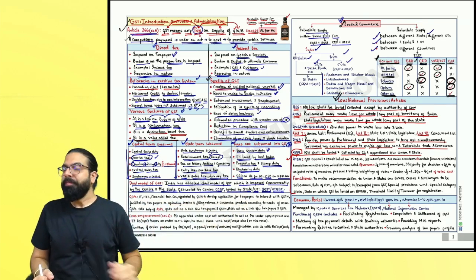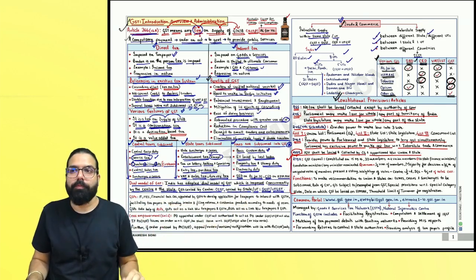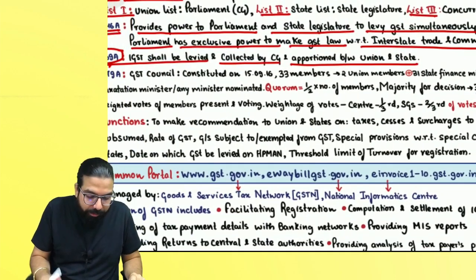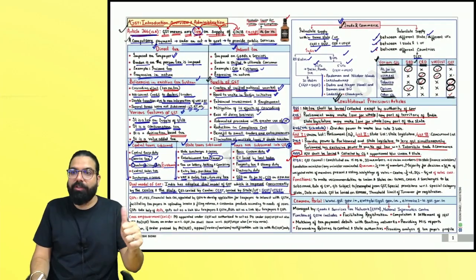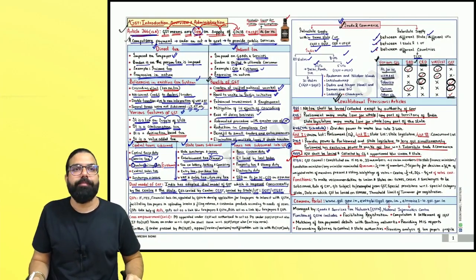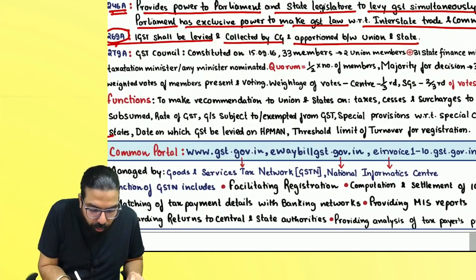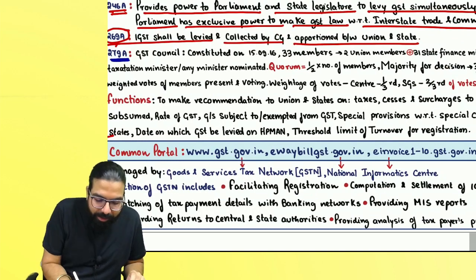Now, the next article over here is article number 279. Please come to the constitutional provision. First chart which is there, article number 279A, GST Council.